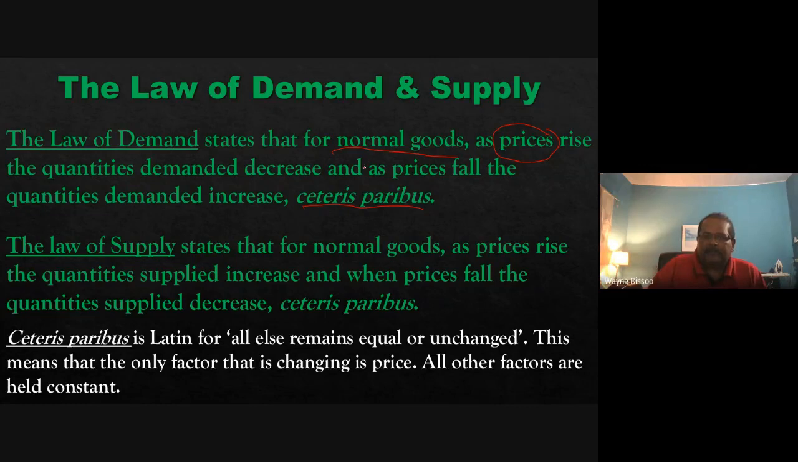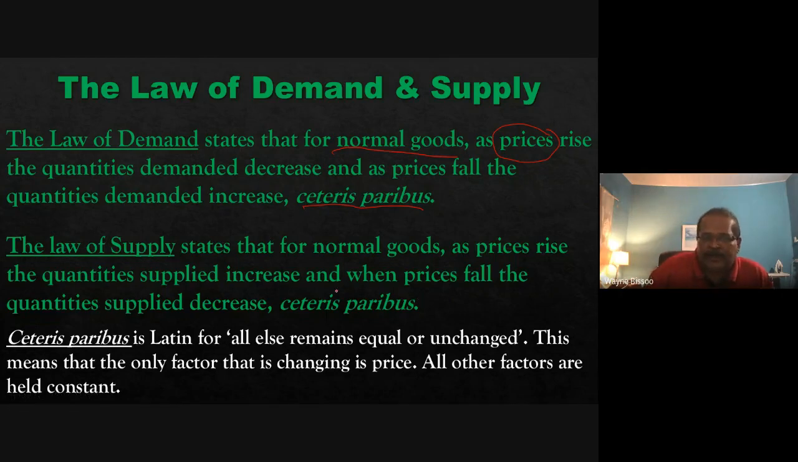So the same applies for the law of supply, except that the law of supply is inverse, or opposite, to the law of demand, because it says that for normal goods, as prices rise, the quantity supplied increases, and when prices fall, the quantity supplied decreases, ceteris paribus. So again, we're making the assumption that price is the only thing we're changing here. Everything else that could affect supply is being held constant.